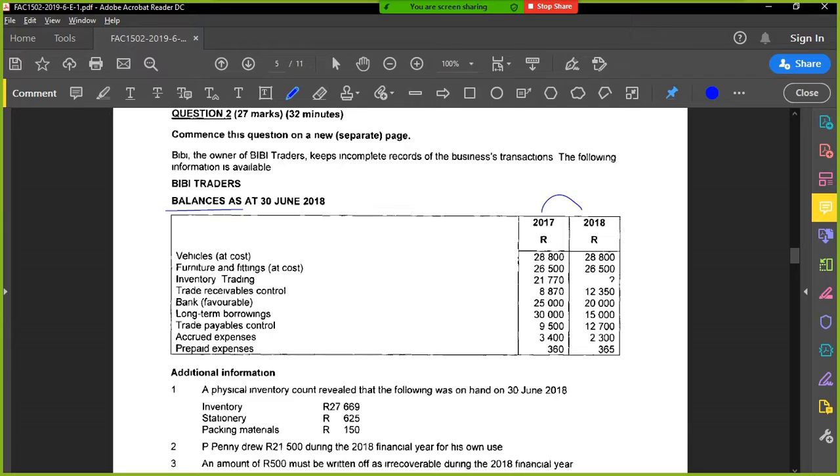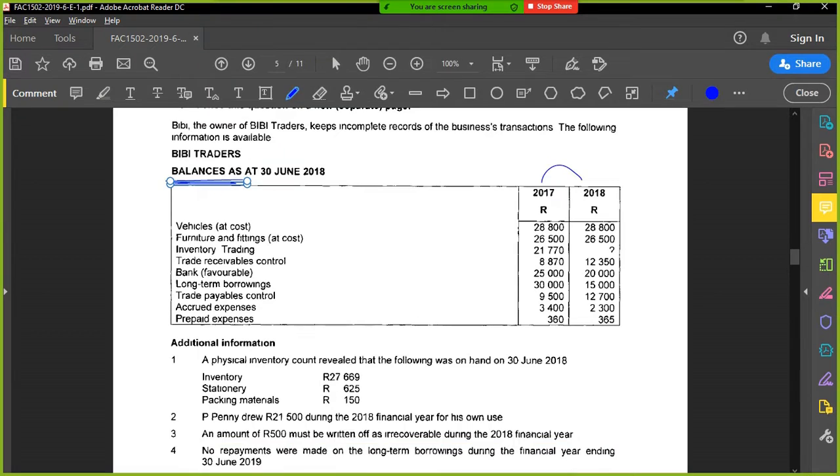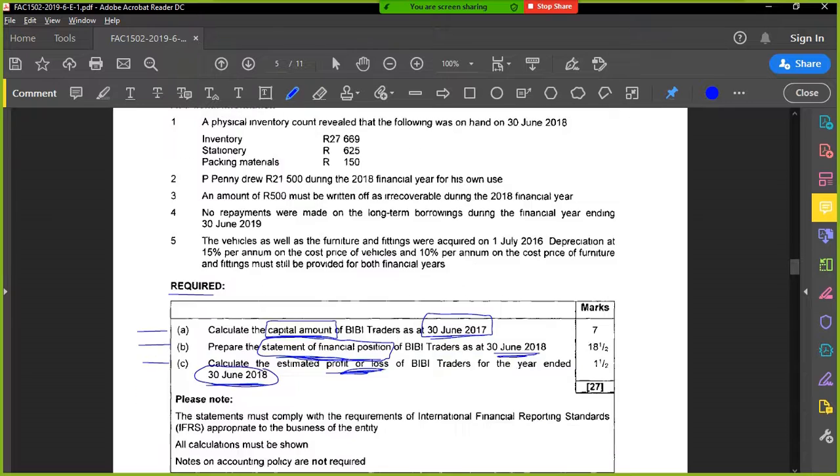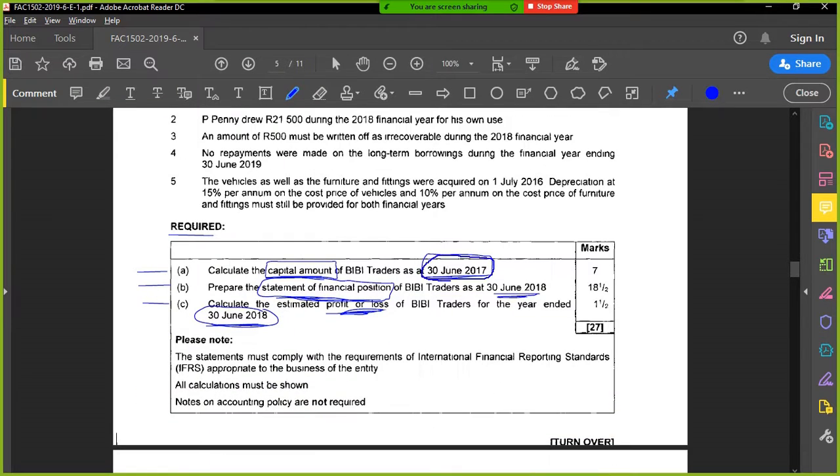Here's the start. Okay, what do we have? All right, so BB is the owner. Okay, BB traders. Right, you've got balances. Right, balances are important. Okay, because balances can help me work out certain amounts. Okay, what balances do I have here? Well, 30 June 2018. 30 June 2018 is beginning or end? Beginning. End. 2018, it's the end. The end. What was the beginning? 30 June 2017. 17 is the beginning, 18 is the end.